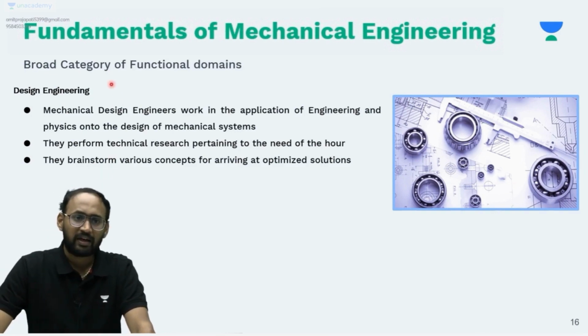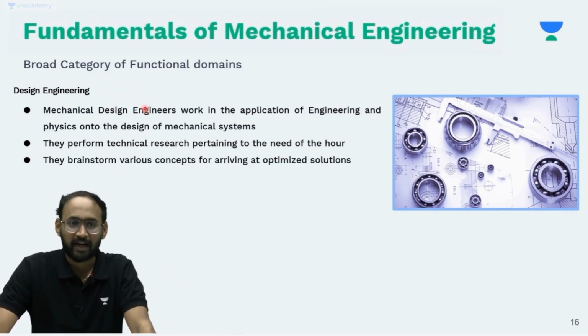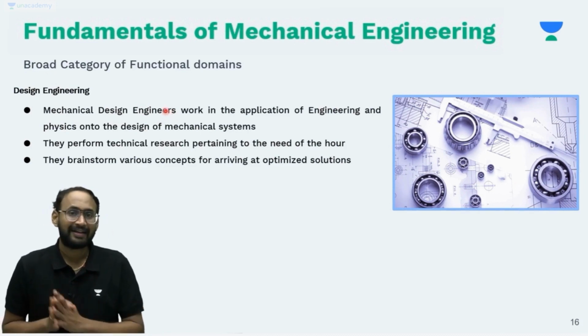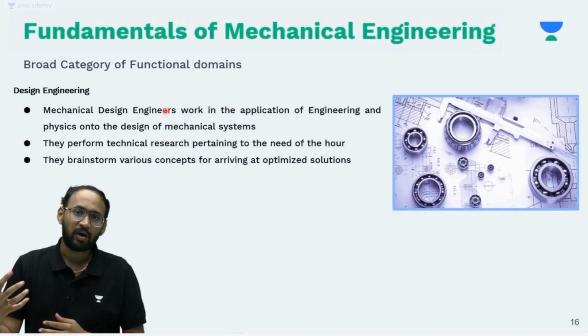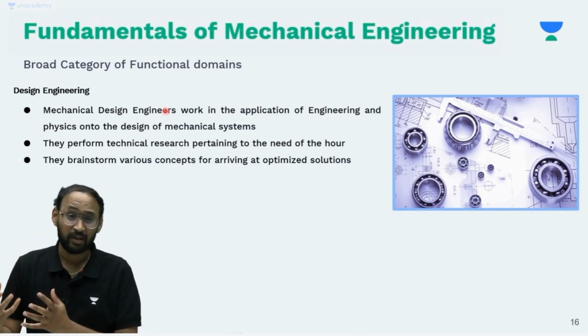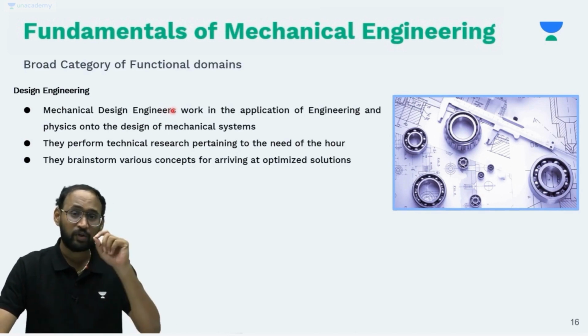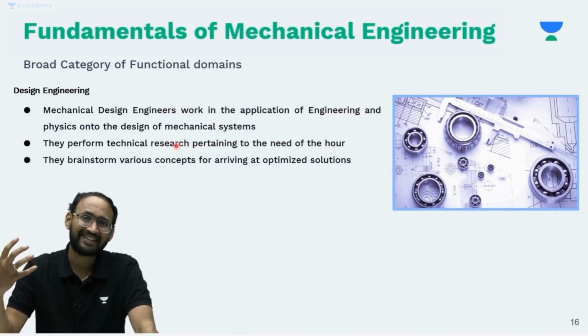The example we take is design engineering, in the functional domain. If you are a mechanical engineer working in the design engineering team, you can also call yourself a mechanical design engineer. Your objective is to design or give a solution or a blueprint of a particular system through the application of engineering physics. You use engineering physics to develop certain products.